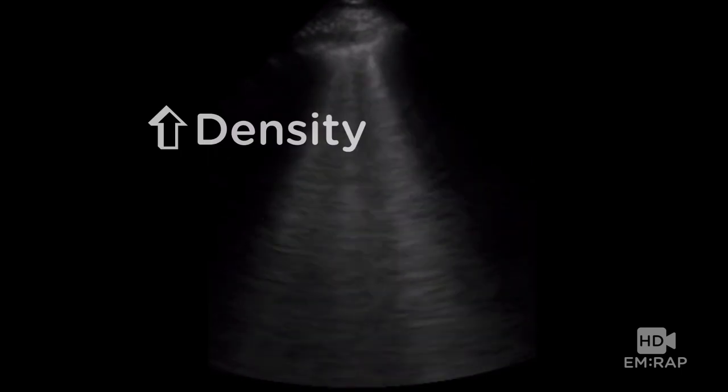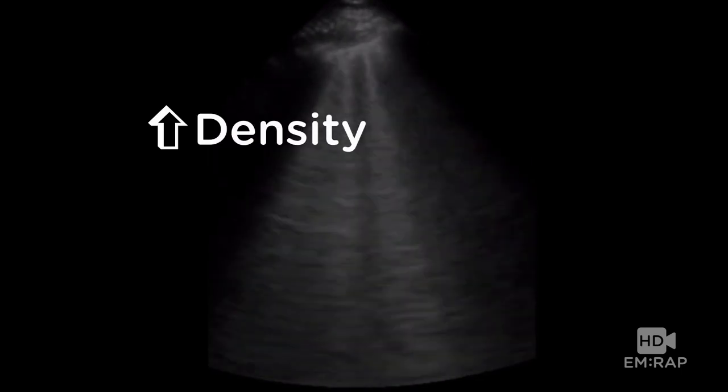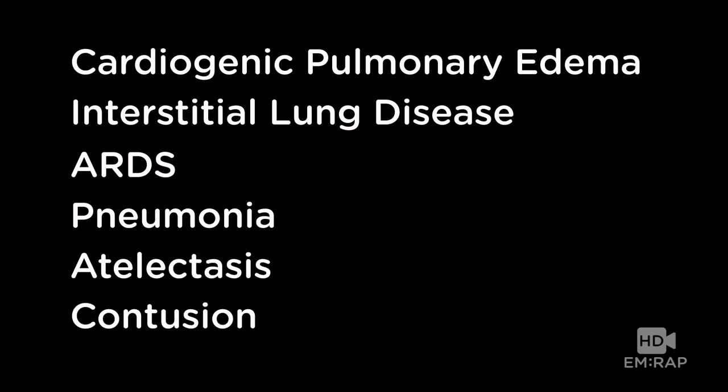Now, the thing that I have to mention here is that the presence of a positive zone doesn't necessarily mean that the patient has cardiogenic pulmonary edema. B lines technically are caused by any kind of increase in density in the lungs. Increase in density definitely happens with cardiogenic pulmonary edema. The lungs get soggy, but you can also have that with interstitial lung disease, ARDS, pneumonia, atelectasis, pulmonary contusions. All these things can cause B lines. So you have to make sure to look at the patient in front of you and not use that ultrasound in isolation.